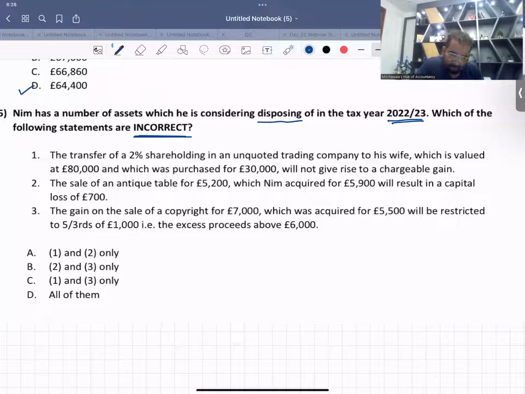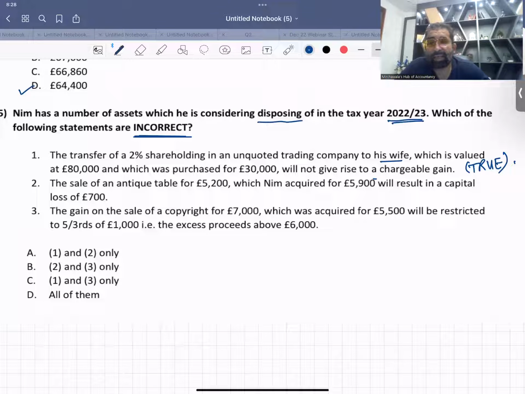Now, the transfer of a 2% shareholding in an unquoted trading company to his wife, from husband to wife, is no gain, no loss. Husband to wife is a no gain, no loss transaction. Remember, which is valued at 80,000, which was purchased for 30,000. Will not give rise to a chargeable gain. This is true. But unfortunately, we have to pick the wrong answer.